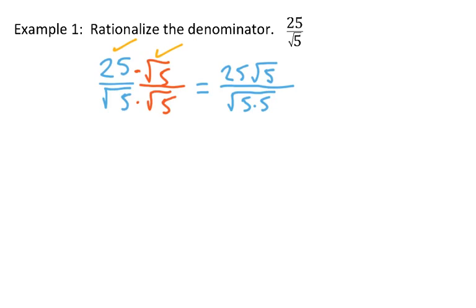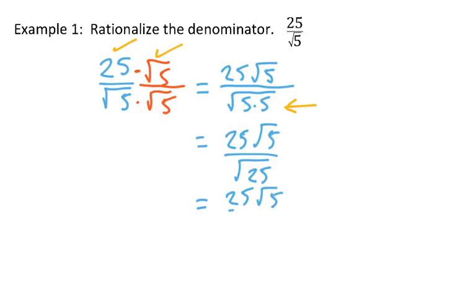But now, focusing our attention back on the denominator, the principal square root of 5 times 5 is the principal square root of 25. And because 25 is a perfect square, we can rewrite that as simply a 5. And if you notice what happens, we no longer have a radical in the denominator, so we have succeeded in rationalizing the denominator.